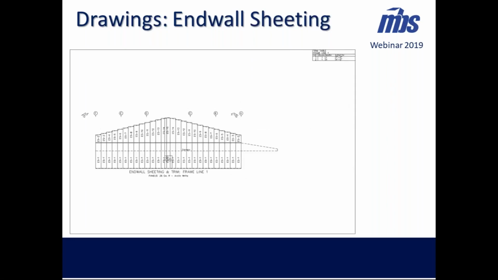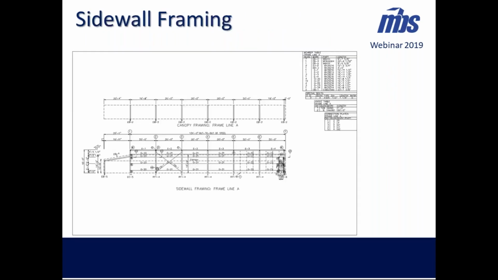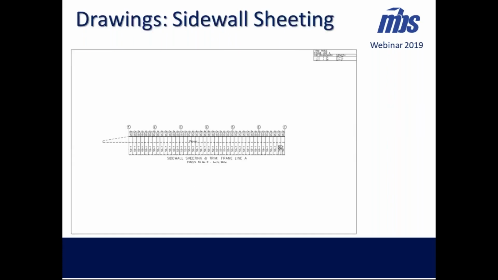Here's the sheeting view. As we explained, we are not planning on any sheeting. So we just draw the outline extended out. Sidewall framing, similar aspect. We have the column at the end with its dimensions. The sheeting, just the outline of that canopy extended out there.